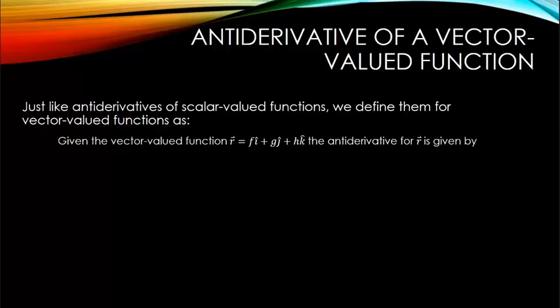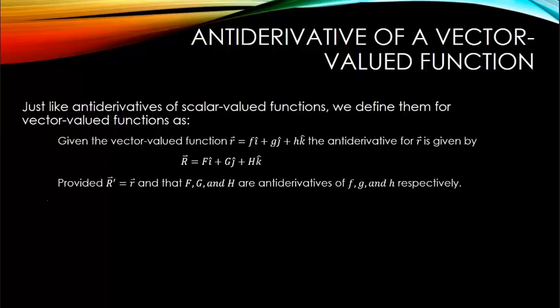the antiderivative for the vector-valued function r is given by the vector capital R is equal to capital F i hat plus capital G j hat plus capital H k hat, provided that the derivative of the vector function capital R is equal to the vector function little r, and that capital F, G, and H are antiderivatives of little f, g, and h respectively.